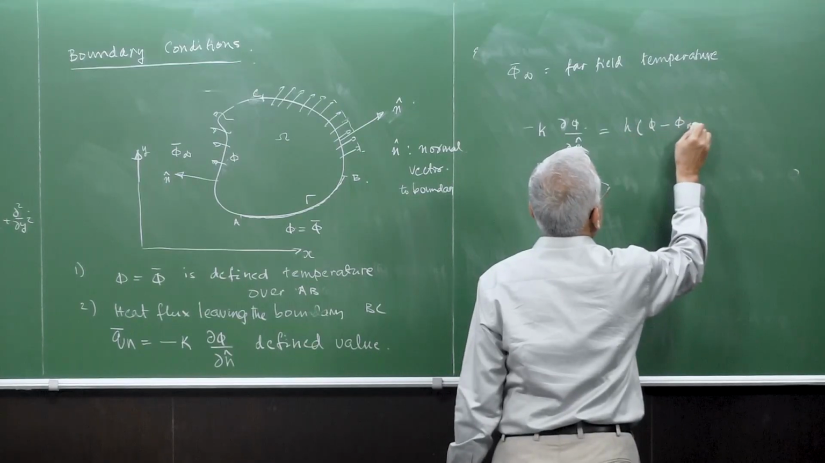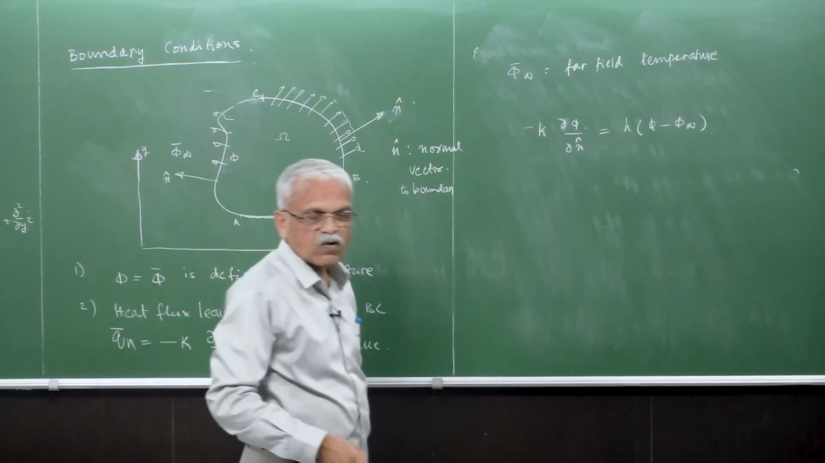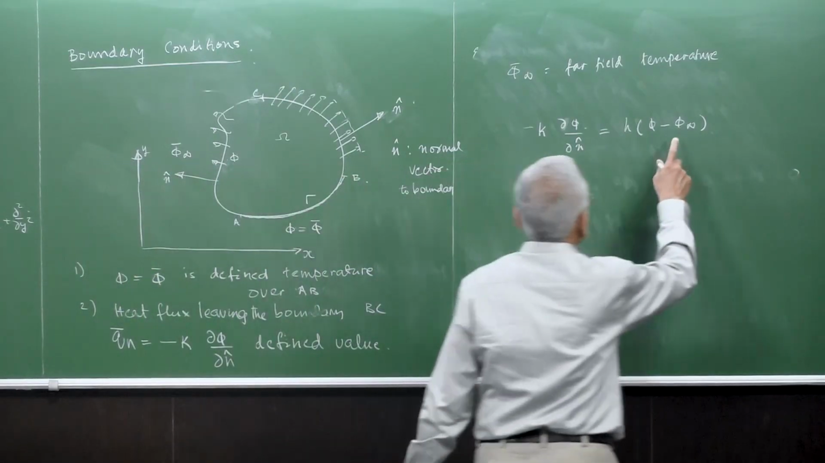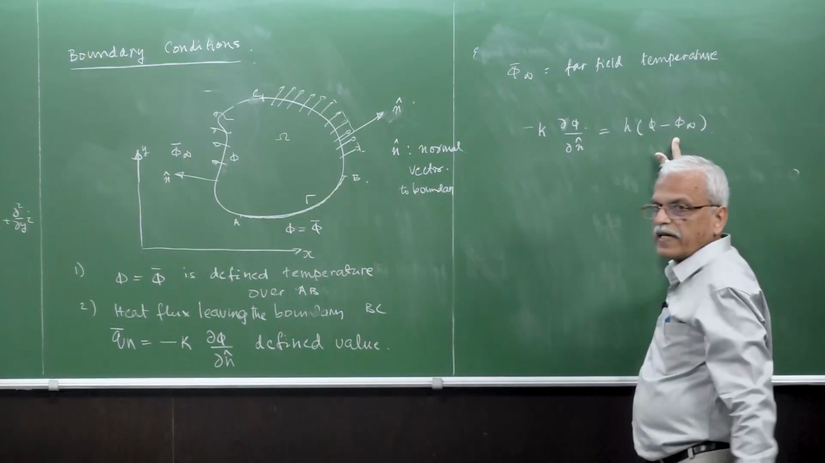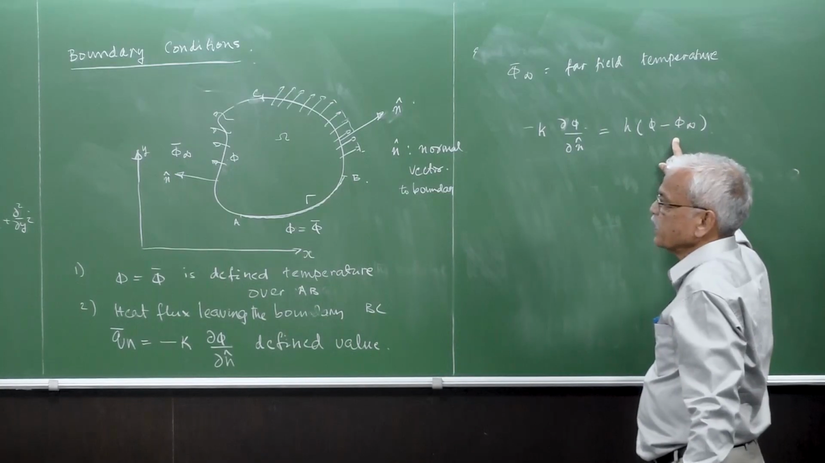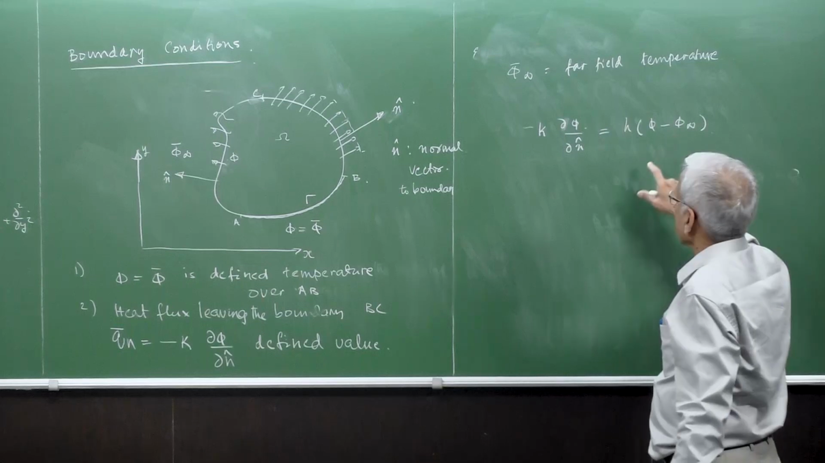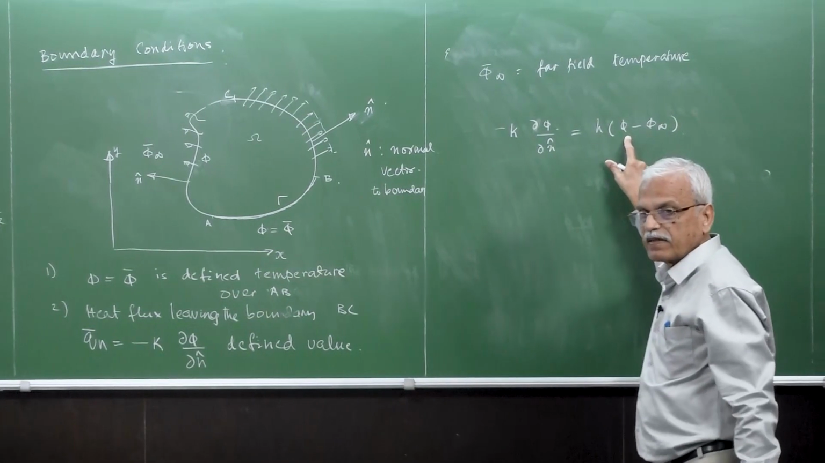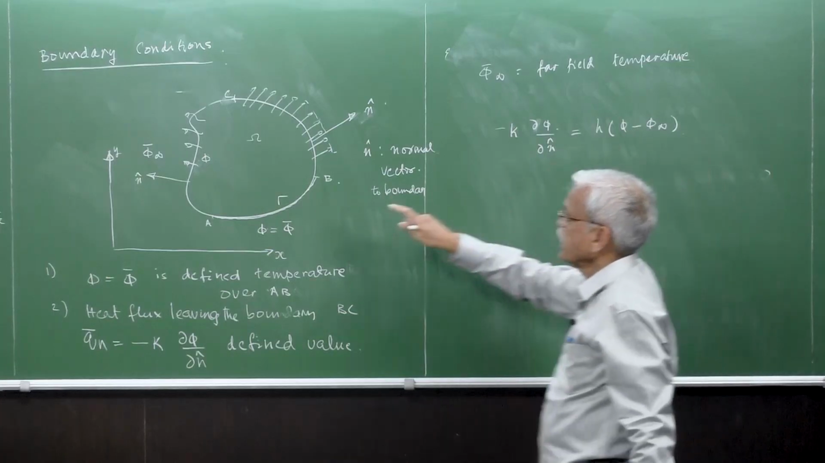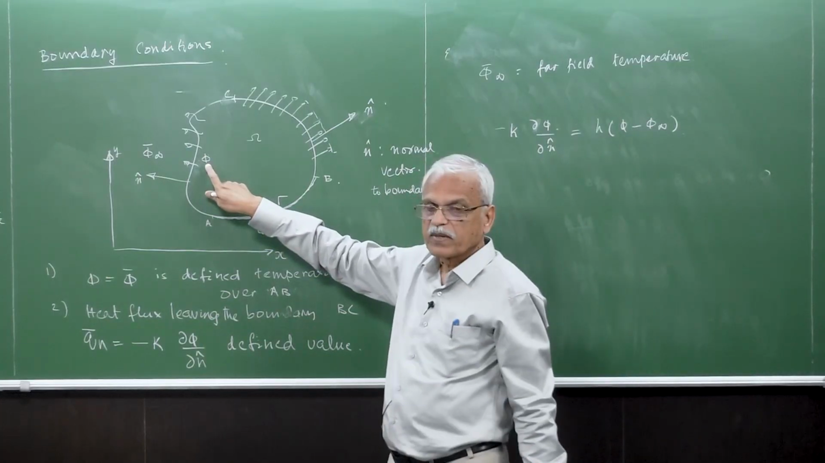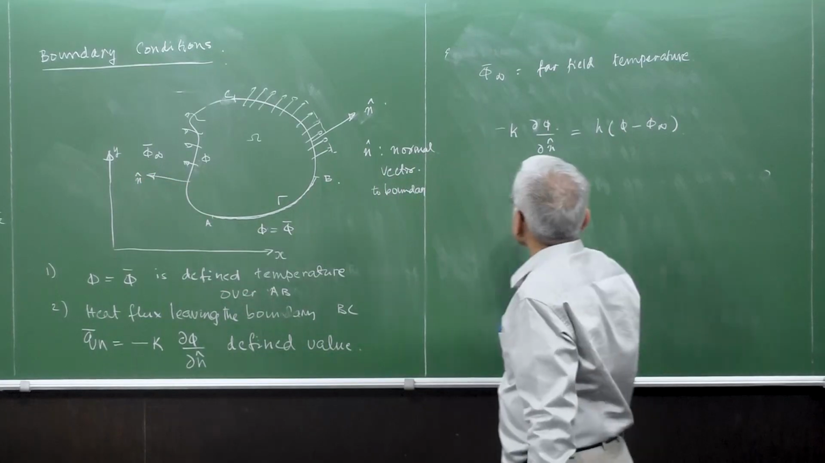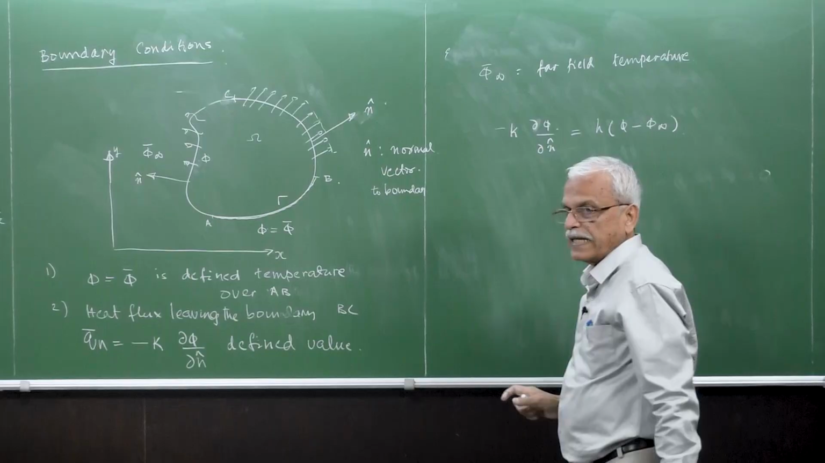So this is called a convective boundary condition, wherein the part of the boundary is exposed to a fluid at a far field temperature, T infinity, the ambient temperature. How much heat is leaving this boundary depends upon the difference between the temperature of the surface and the far field temperature T infinity. So the difference multiplied by the h.